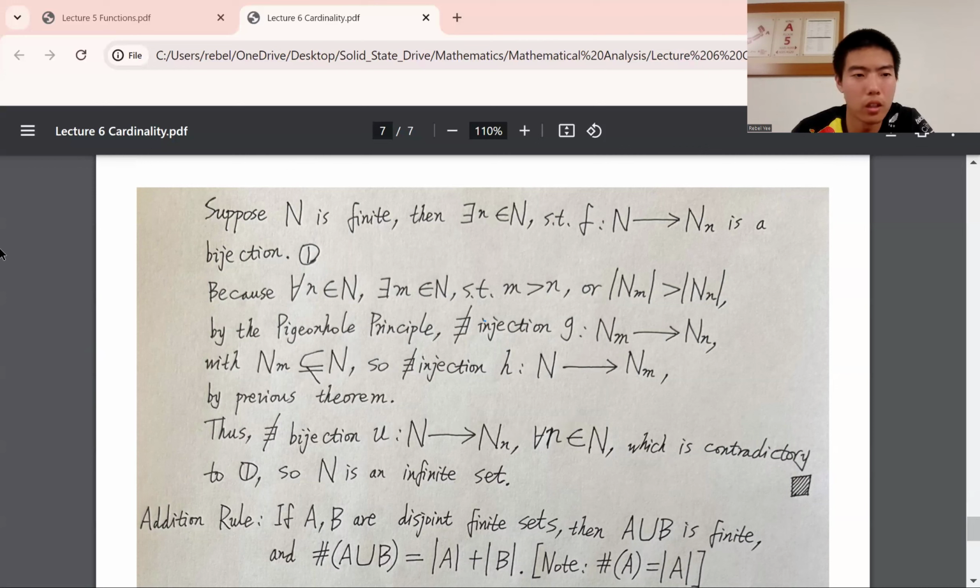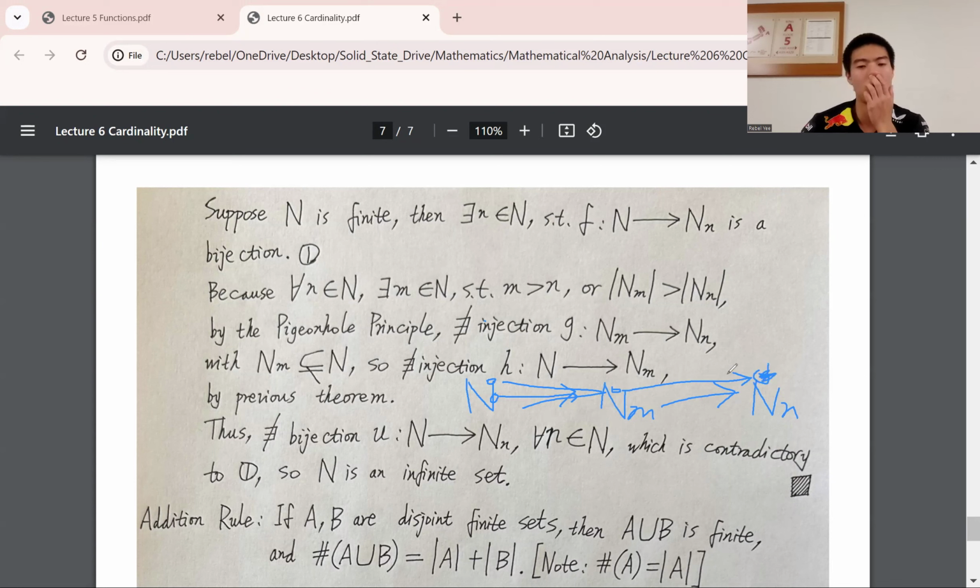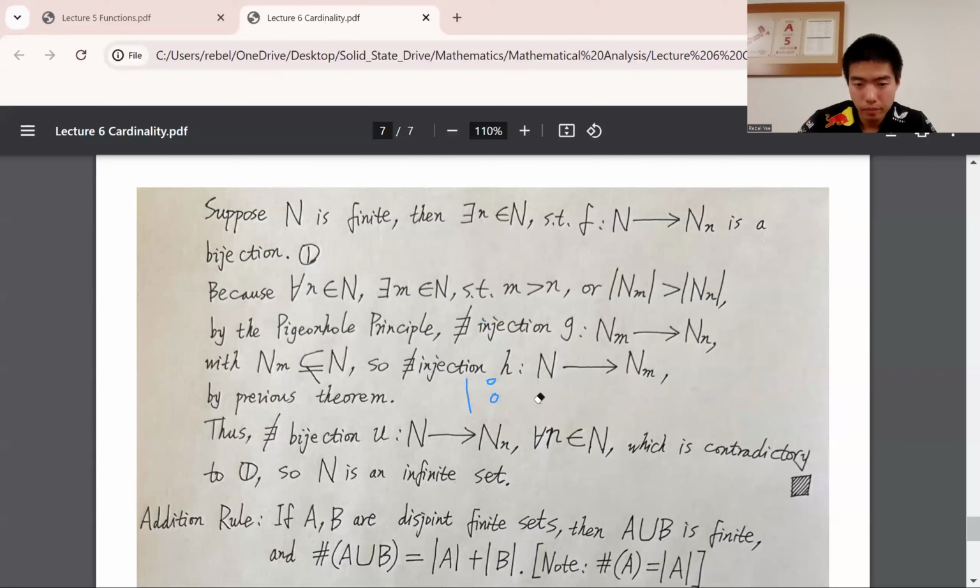Because if you take N to N_m, not a bijection, and N_m to N, not a bijection, there must be some element that is either taken to some n, or it just disappears. It doesn't have surjectivity. So two not-bijective functions composed together is not a bijective function as well. And this is a contradiction to 1. So it's an infinite set.